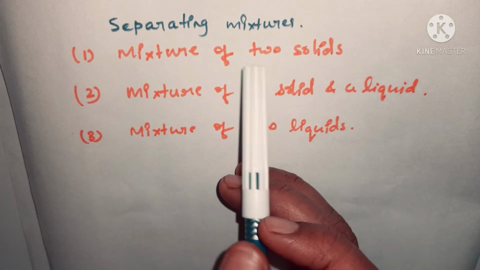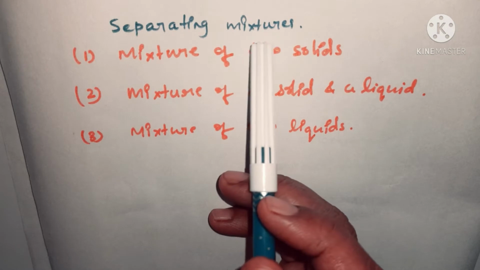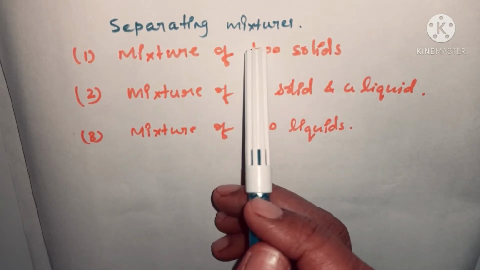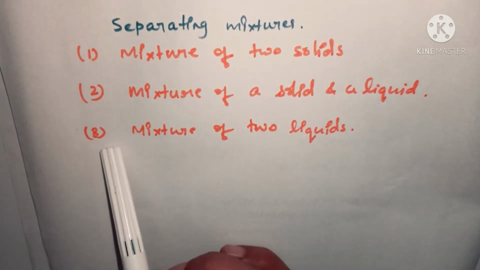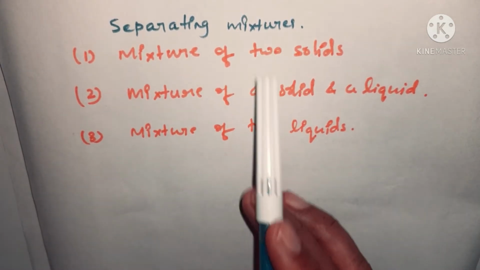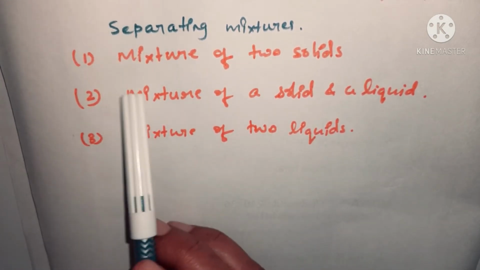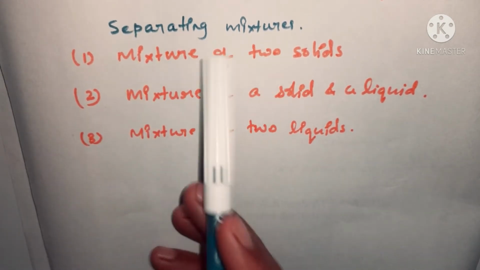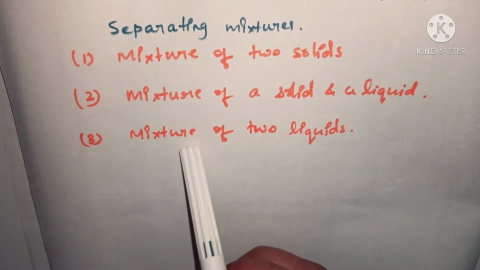We started in the previous session about the separation of a mixture, right? We started only how to separate mixtures, or you can say how to separate constituents of the mixture. We have divided this mixture into three parts, and for these three divisions, different methods are there with us. We will try to study all those methods in different categories.